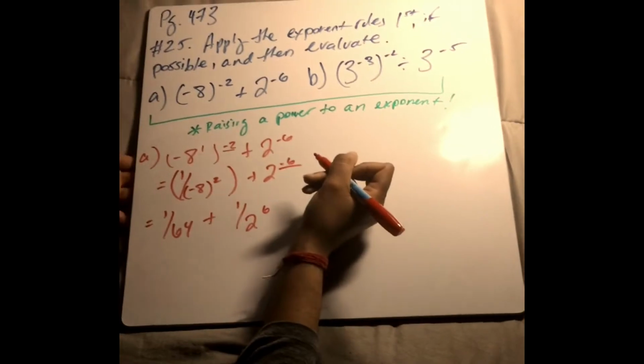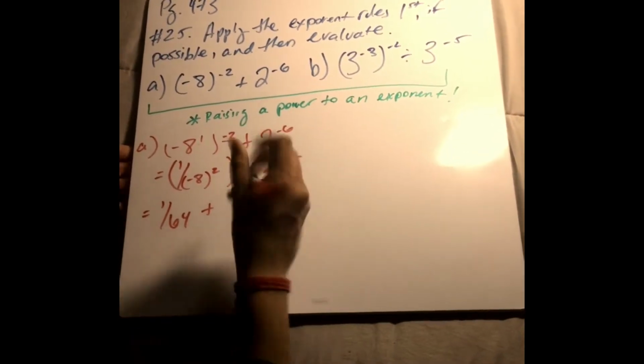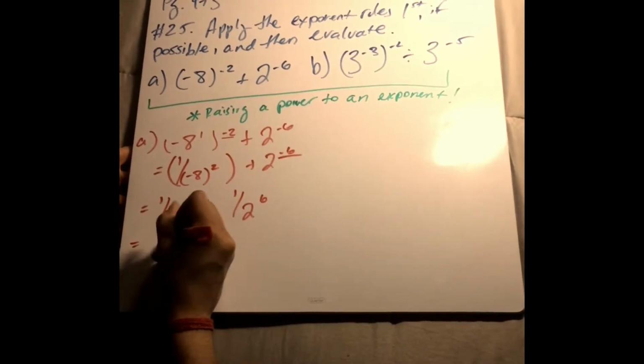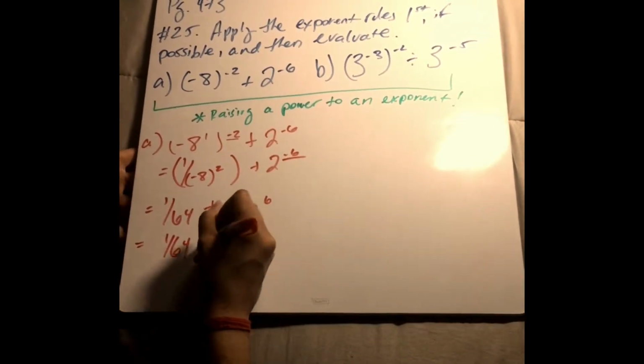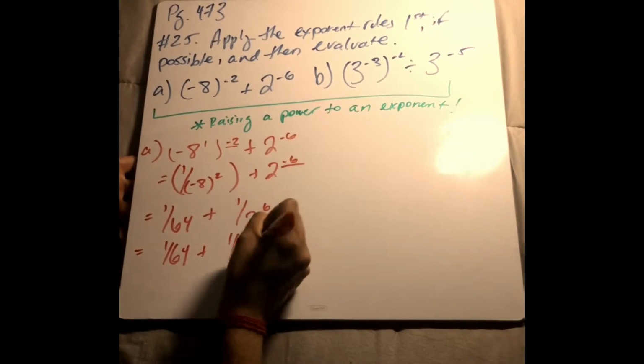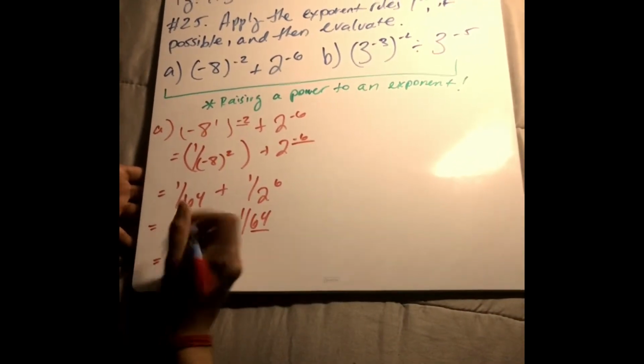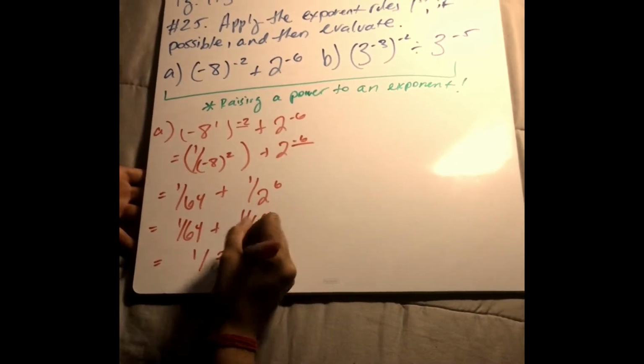Because this is a negative exponent again, to accommodate for that we flip the term, so it's 1 over 2 to the power of 6. That's 1 over 64 plus 1 over 64 again, because 2 to the power of 6 is 64, as seen over here. And this is equivalent to 1 over 32.